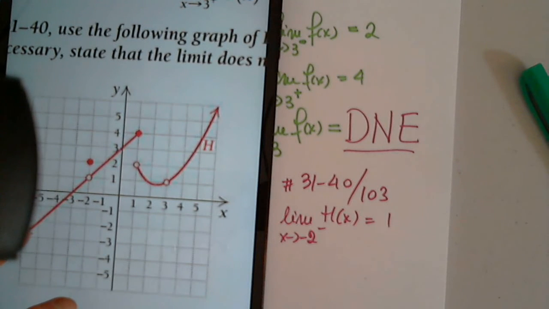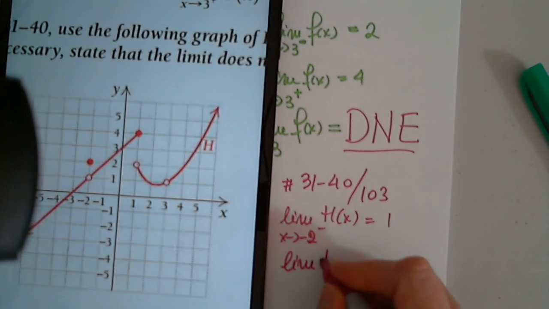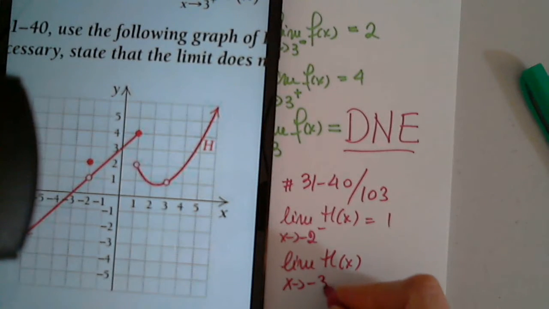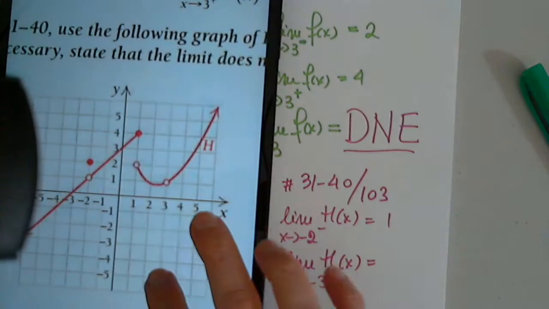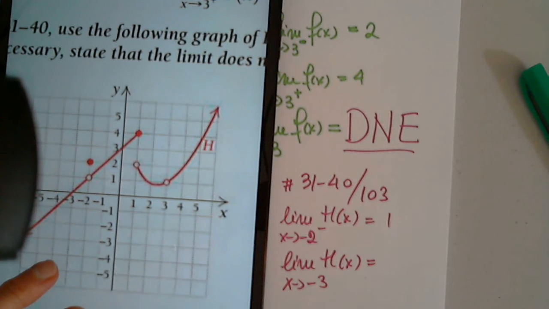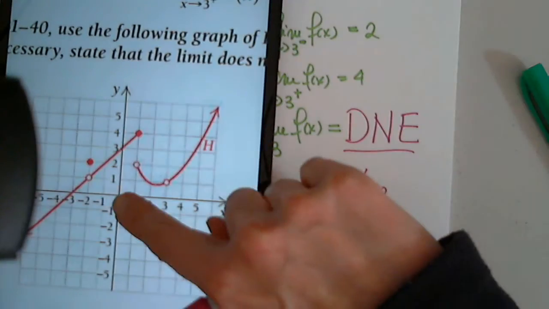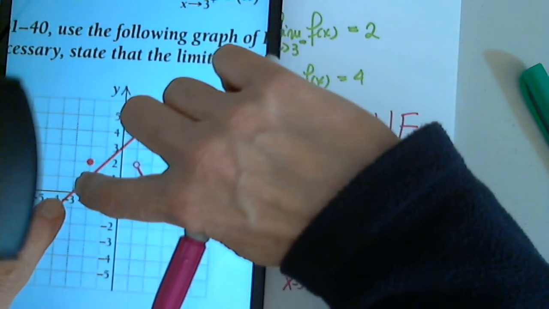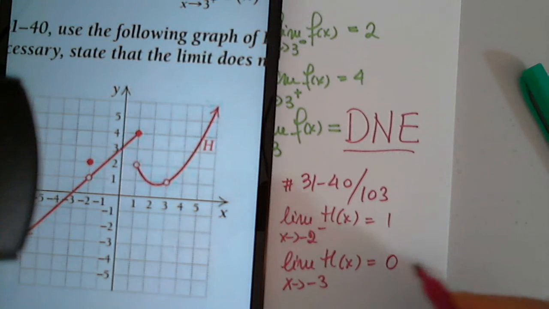Okay, next one. 32. The limit of h of x as x approaches -3 from either side. Can anyone tell us? Zero. Very good. -3 from either side. The function values get closer and closer to 0. Very good. Perfect.